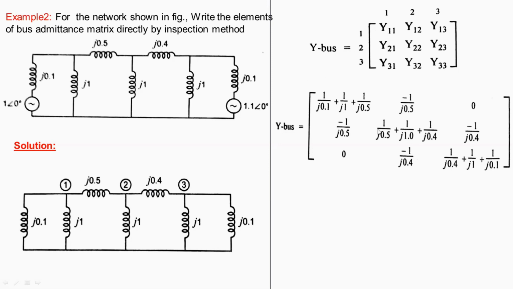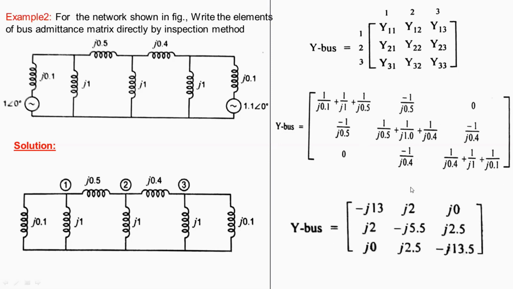Then finally simplify directly by using a calculator. Then the final answer becomes Y bus equal to this one. This is the answer for this problem. This method is the inspection method.